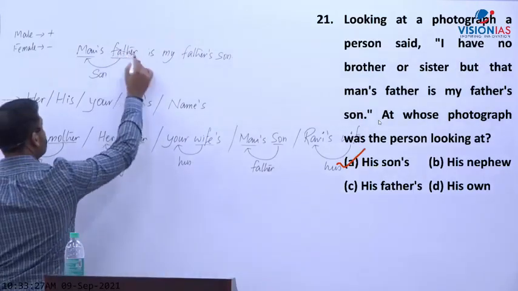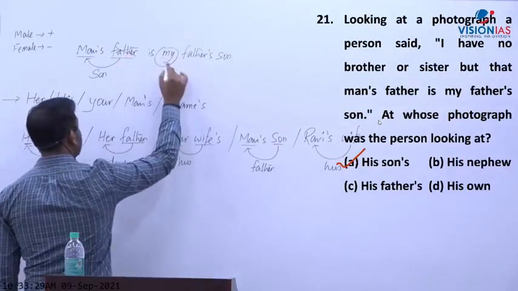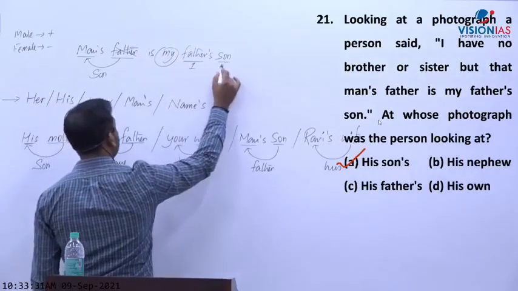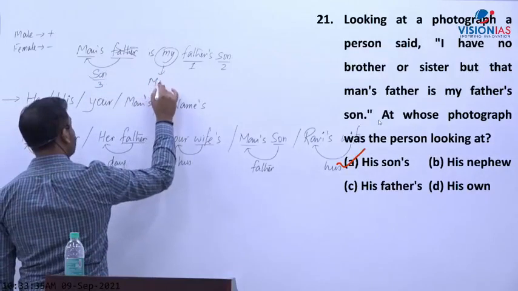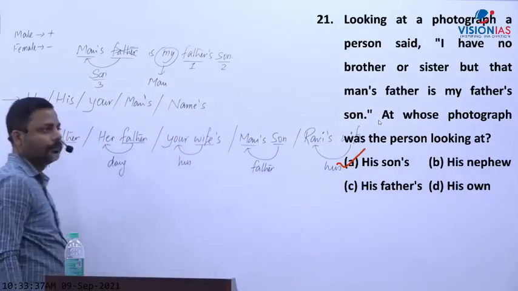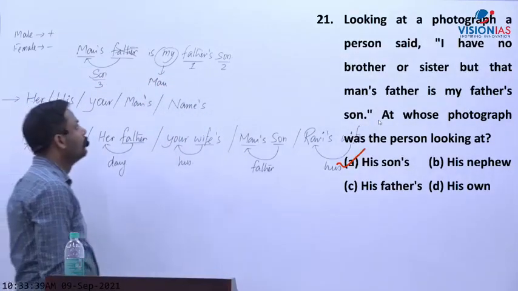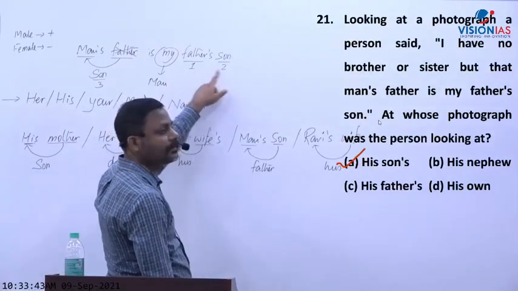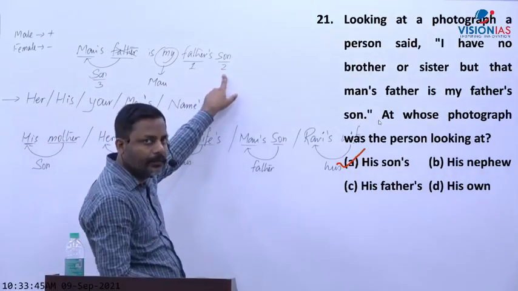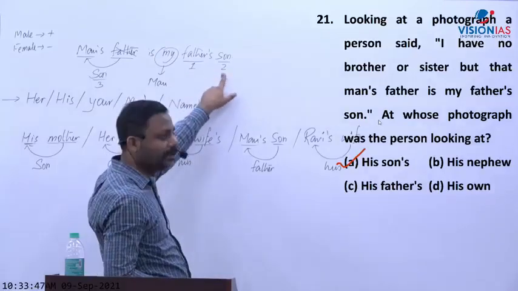So now, we will start from my: 1, 2, 3. This my is the speaker of the statement, means man. Okay. Now, man's father's son. Man's father's son is man himself.